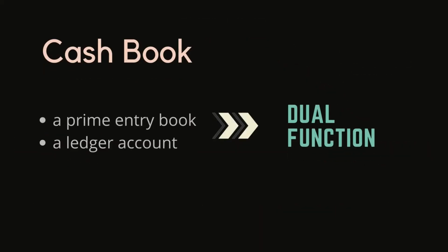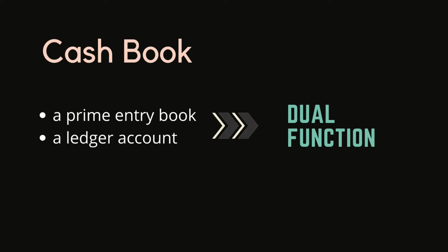Moreover, the cash book is not only a prime entry book but also a ledger account. Therefore, the cash book performs a dual function. This means it performs as a prime entry book as well as a ledger account.